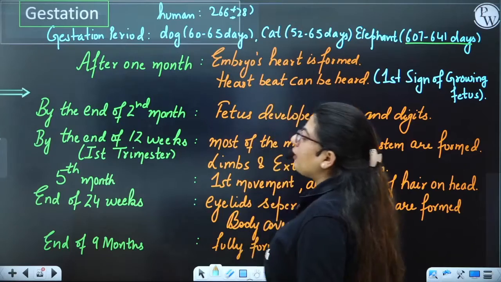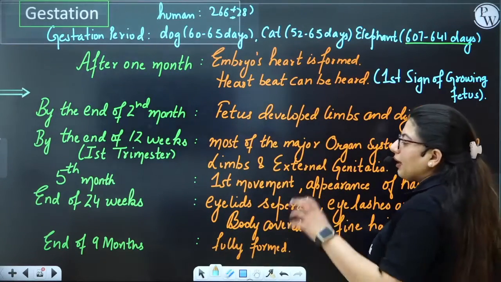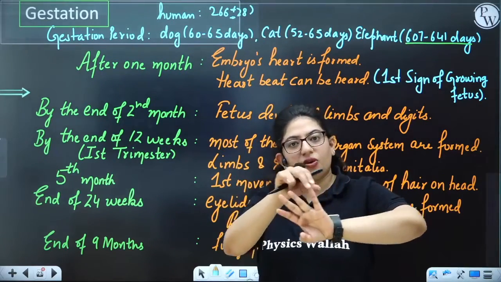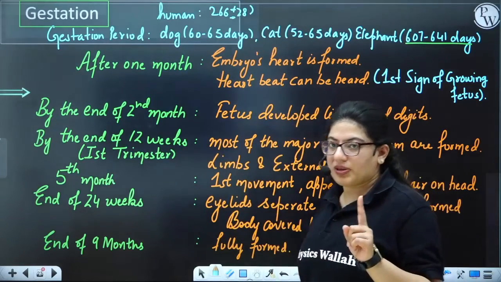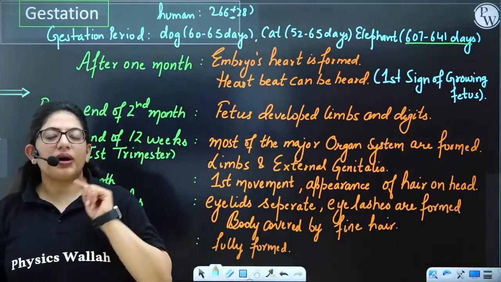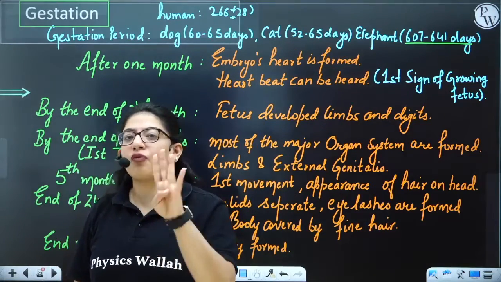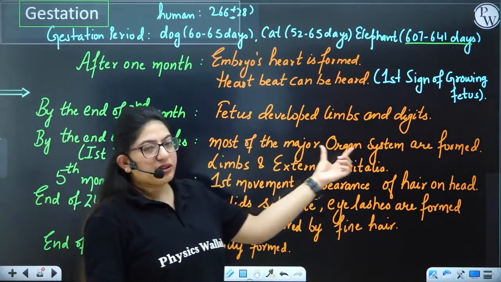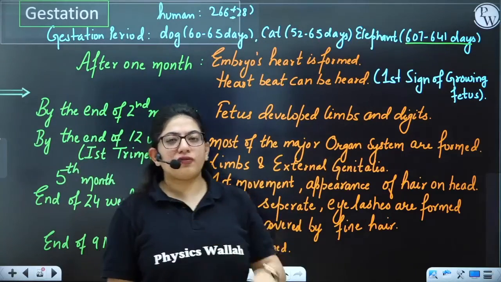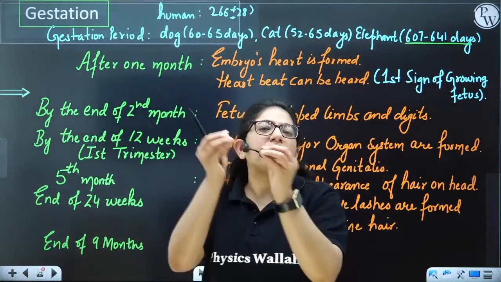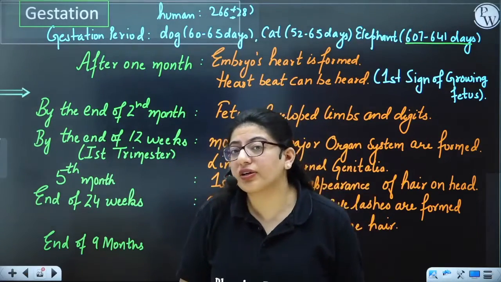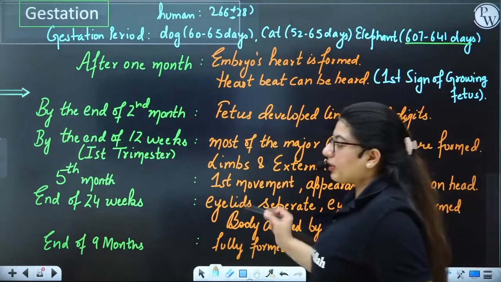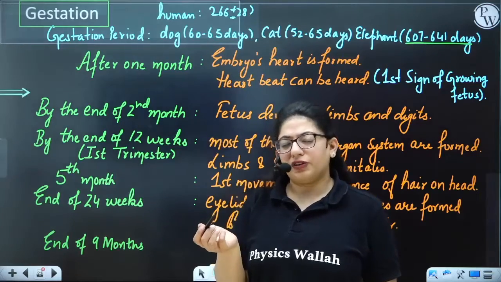Okay. Then by the end of the second month, fetus limbs and digits are formed. What are limbs and digits? This is a limb and these are digits. By the end of 12 weeks, that is around the first trimester, because I told you 3 months is equal to one trimester, and in each month we have 4 weeks. So total how many weeks are there? Around 12 weeks. So most of the major organ systems are formed. At the end of the first trimester, a miniature is formed with small organs. So we say the entire organ system is formed by the end of 12 weeks. Limbs and external genitalia are also formed. What is external genitalia? Like in male the penis and in female the vulva.